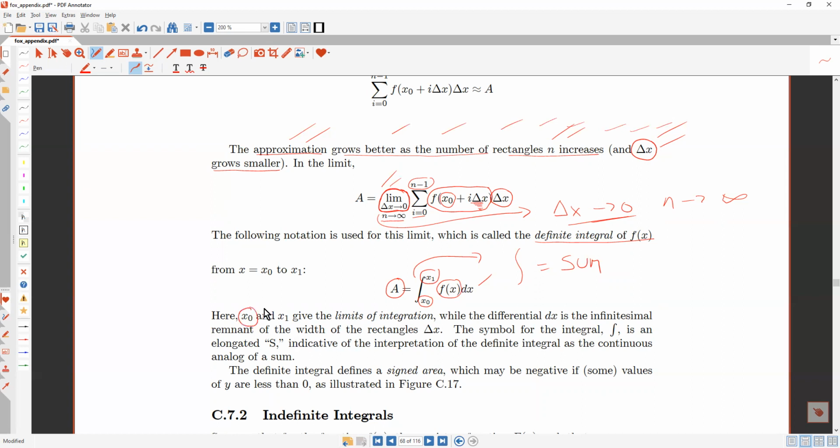So we say x sub 0 and 1 give the limits of integration, while the differential dx, which we just said, is the infinitesimal remnant of the width of the rectangles, right? It's the smaller and smaller and smaller. So remember I said it's kind of like that little change in x. The symbol for the integral is an elongated s. So imagine we're writing s and we just write it this way. That's what that idea is. It's the continuous analog of a sum.